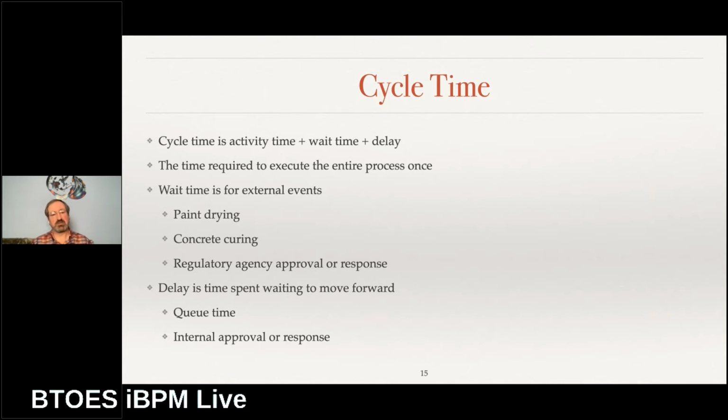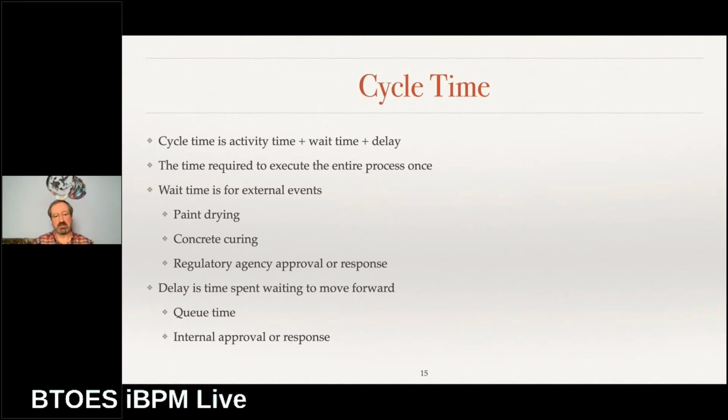Cycle time is a classic process measure. It goes back to the days of Six Sigma and total quality management. It's activity time, so the time actually spent working, plus wait time plus delay. Now, wait time and delay are different.